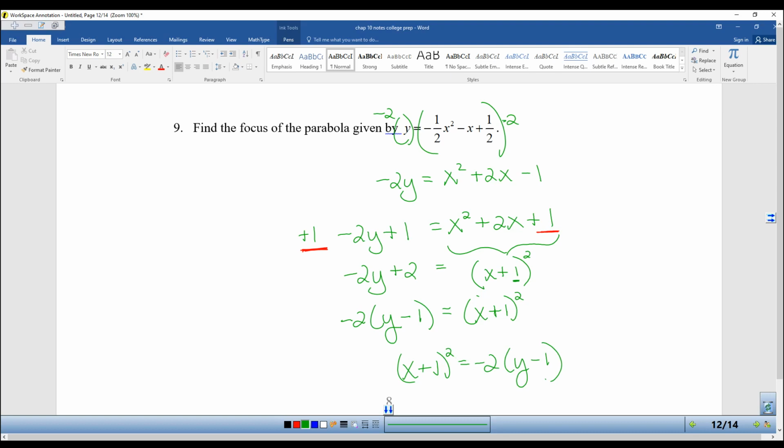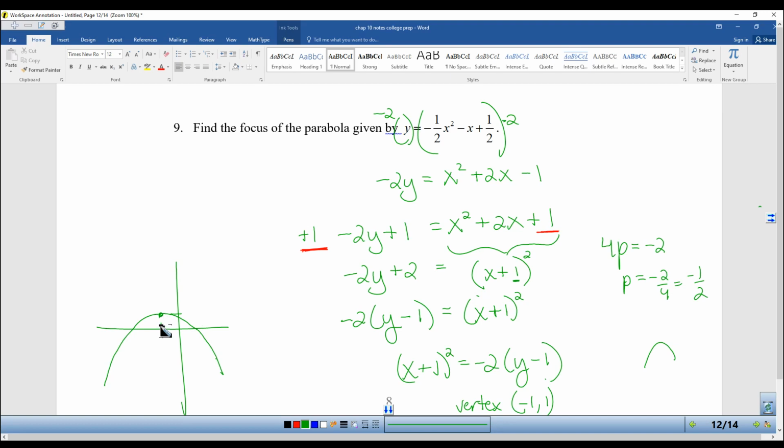Find the focus. So I really can't find the focus without doing everything else. So for me, I say this is an up or down parabola because it's x squared. And since it's a -2, it's the down one. And my vertex is at negative 1, 1. And my 4p is negative 2. So my p must be negative 2/4, which is negative 1/2. So I'm doing a downward parabola, and my focus is negative 1/2.